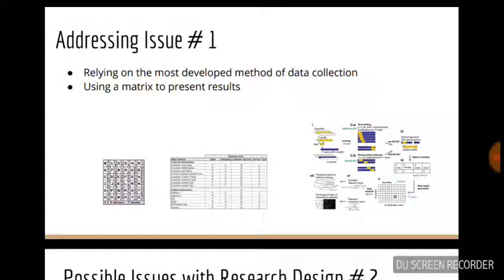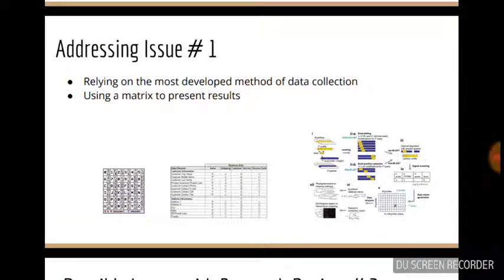Some ways I can address that would be to either only present the data from the method that is best developed. Another thing I could do would be to use tables or a matrix to present the data together, so that way the reader can visually see how each of these data sets are compared.